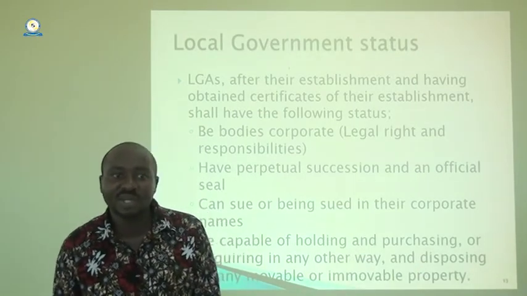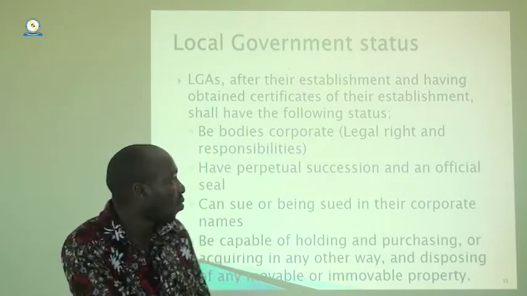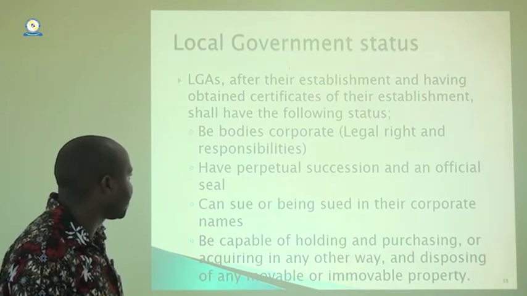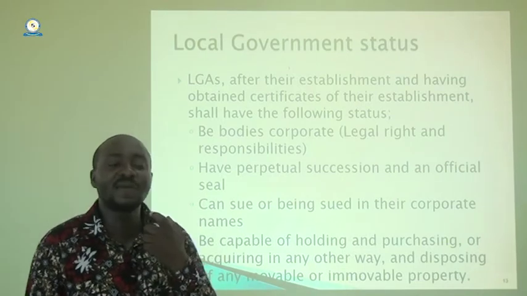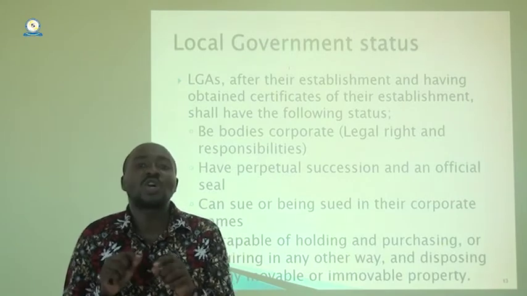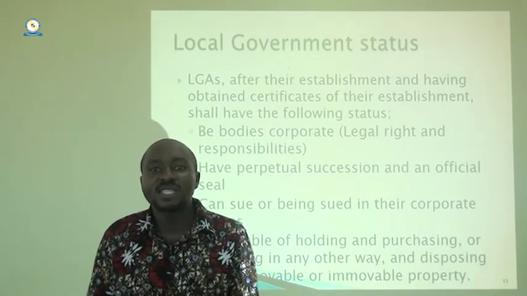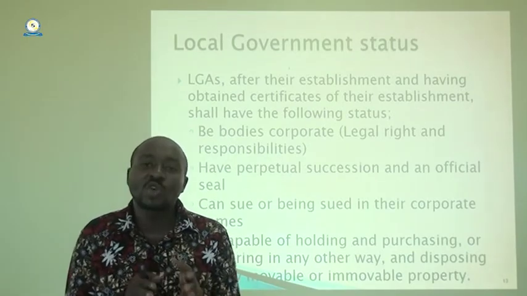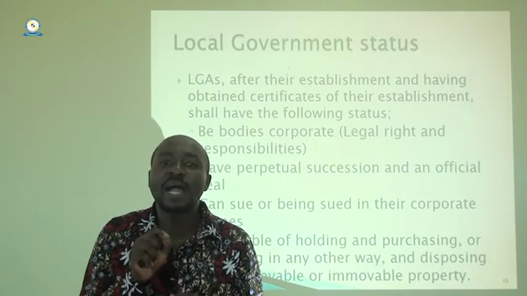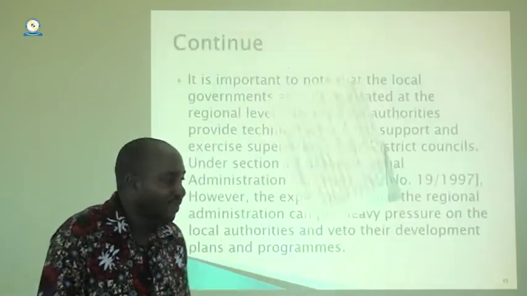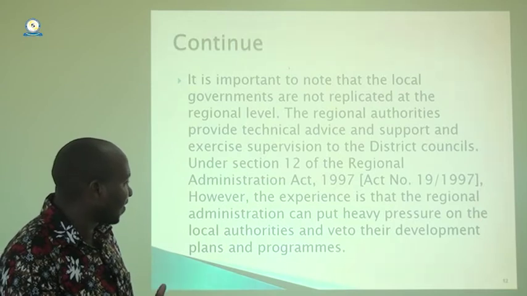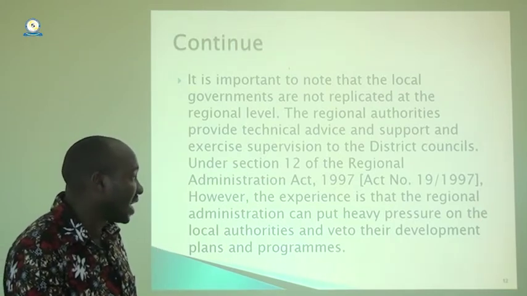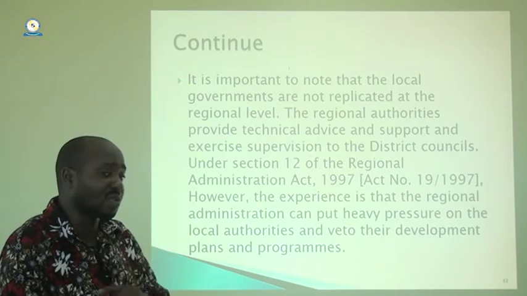Now, what is the status of local government after being established? First, the local government becomes a body corporate. What does it mean? The local government has legal rights and responsibilities. The rights, the responsibilities and the functions of the local government have been established by the law. Therefore, the regions are not supposed to put heavy pressure on the local government to perform some of the issues that they aim at by their own interest. It's not supposed to be done that way.